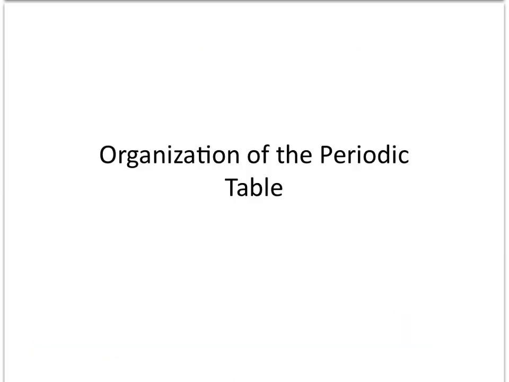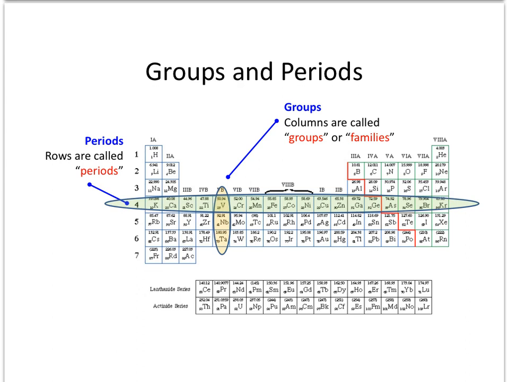So let's discuss the organization of the periodic table. We have two directions on the periodic table. We have columns, which are running vertical north-south. They are also known as groups or families, and you can see that right here. And then we have periods. Periods run east-west. They are our rows of the periodic table. Notice that there are 7 periods, and there are 18 groups or families.